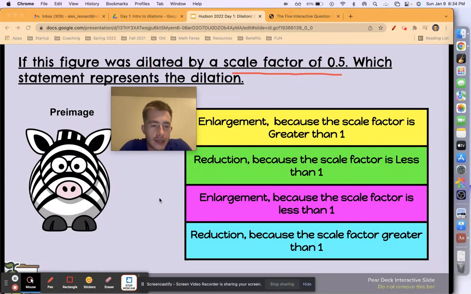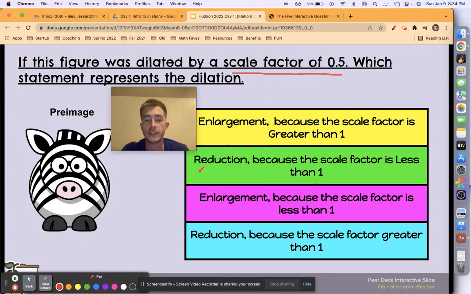All right, so pre-image, we got a zebra pig here. Yeah, any of y'all seen a zebra pig before? Scale factor is 0.5. If I multiply times 0.5, my number's going to get smaller. Anything, when I multiply something times something less than 1, it's going to get smaller. So that means reduction would be correct. I'm choosing between green and teal here. Because the scale factor is less than 1, because the scale factor is greater than 1. Oh, I know that this number right here is less than 1. So that means green would be the correct answer. Reduction, because the scale factor is less than 1.